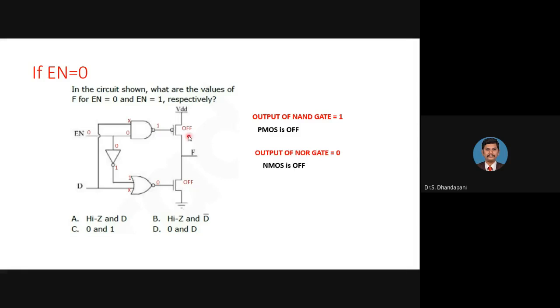Since both PMOS and NMOS transistors are off, the output F is floating. That means F is neither connected to VDD nor connected to the ground. In other words, it is high impedance. So when enable equal to 0, we have observed that the output of the NAND gate is 1, the output of the NOR gate is 0, PMOS is off, NMOS is off, both transistors are open. As a result, the output F equals high impedance. Now we have completed the first part. When enable equal to 0, the answer is high impedance.